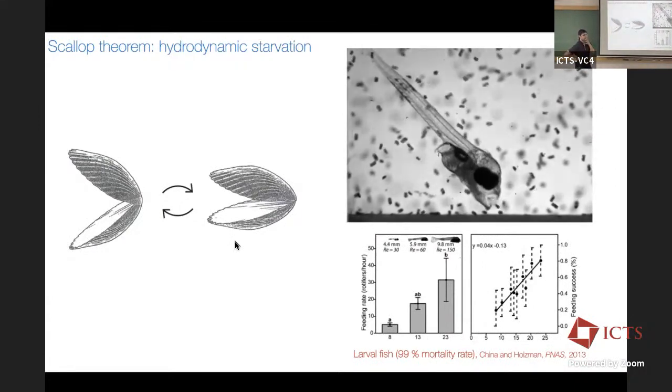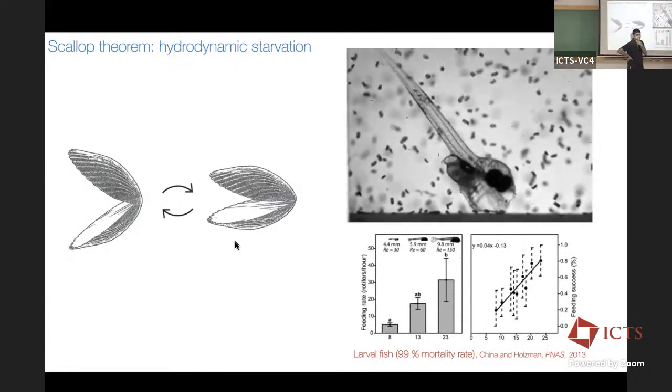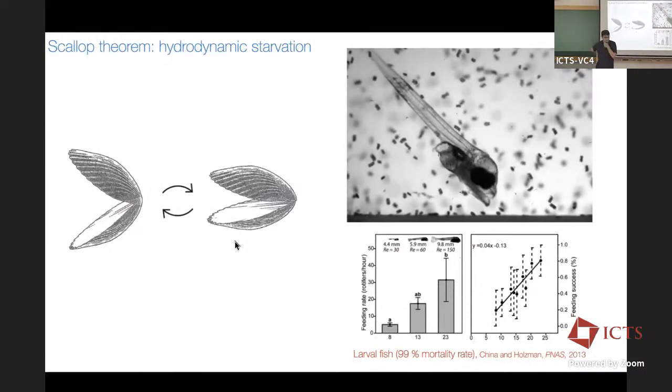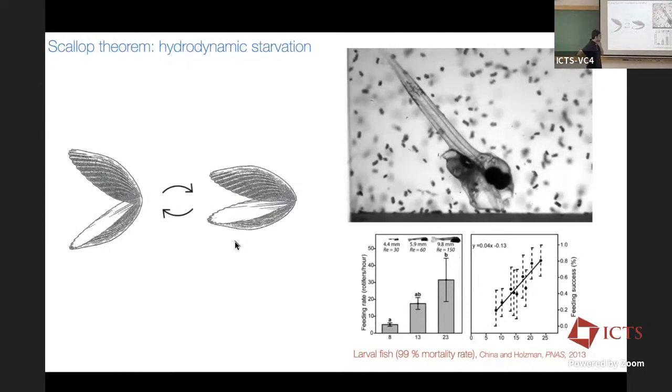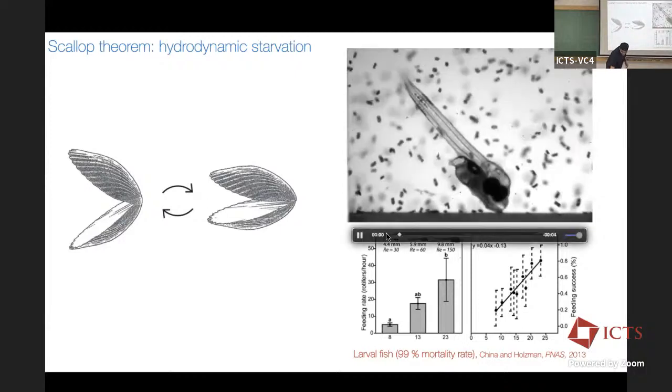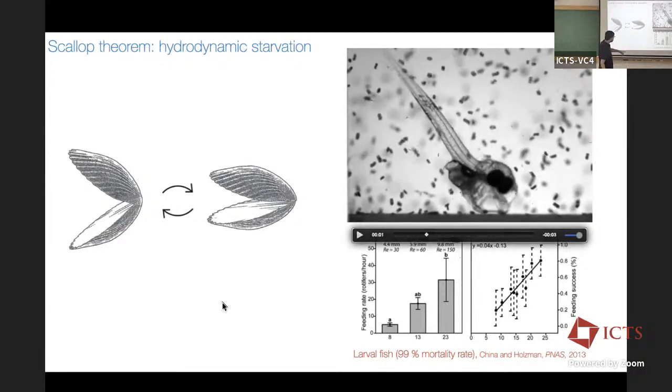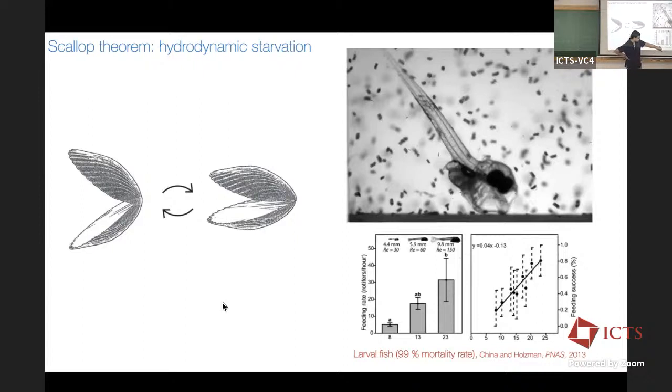So it keeps doing it, but just can't get the food, right? So this is horrible, absolutely. And so these guys die, and what you see in the plot over here is these are days after hatching. So this is their age, and this is their feeding rate.